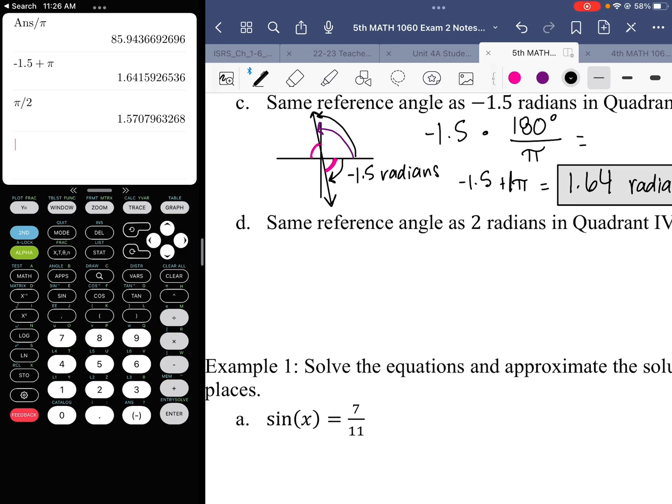Okay, so here's another one. Hopefully this one makes more sense too. We've got the same reference angle as 2 radians, but we want it in quadrant 4. So 2 radians ends up being over here. Okay, this is 2 radians.